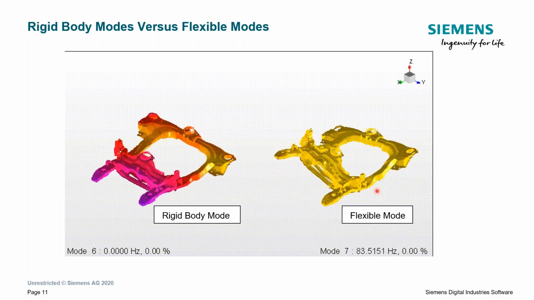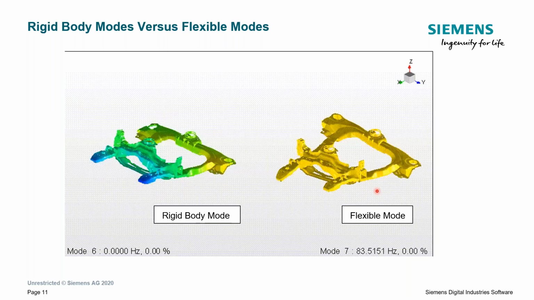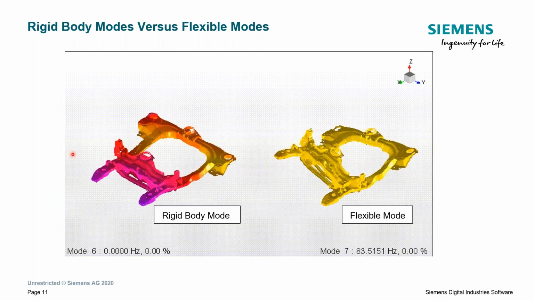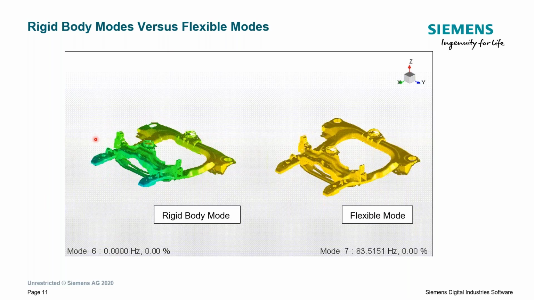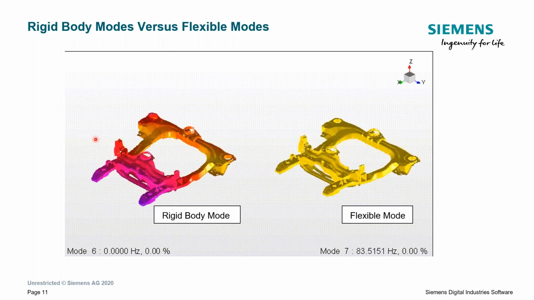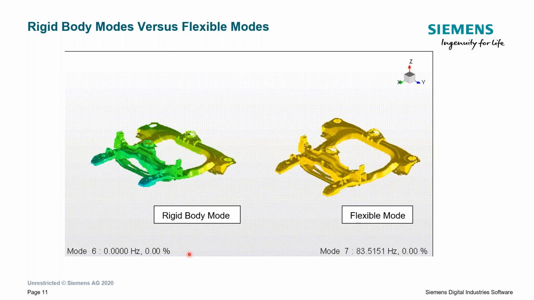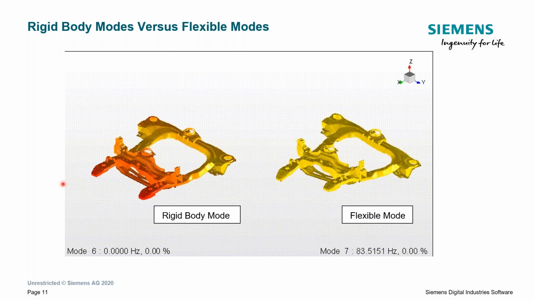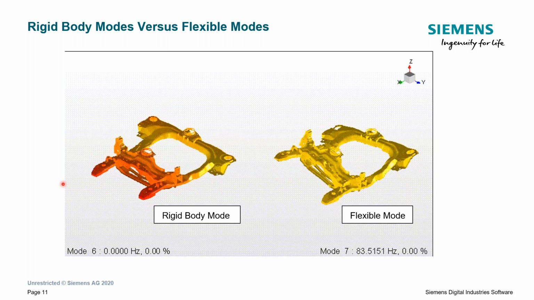Okay, so here's a good example of what a rigid body mode or a flexible mode would look like. And again, these rigid body modes in our physical test would only become apparent in a free condition. And normally in a test, these rigid body modes occur at less than 10 hertz if we've done a good job setting up our free condition.